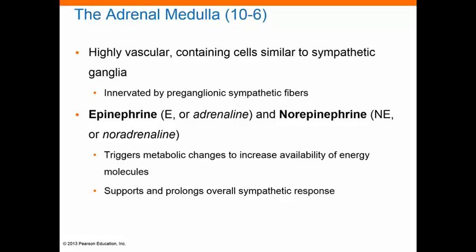The adrenal medulla contains 2 populations of secretory cells. One produces epinephrine and the other produces norepinephrine. Both are continuously released at a low rate, but sympathetic stimulation accelerates the rate of discharge dramatically.